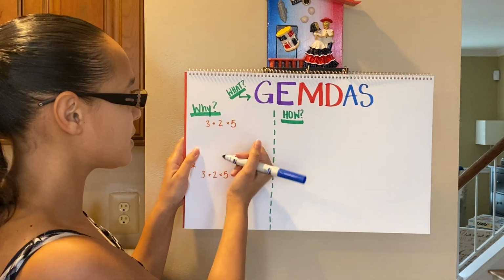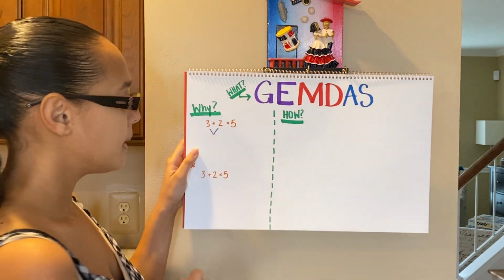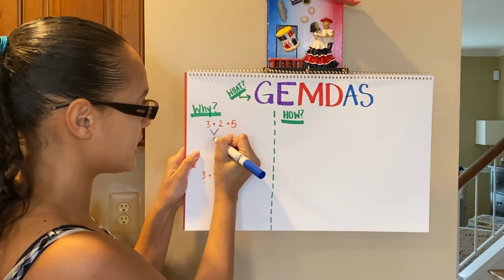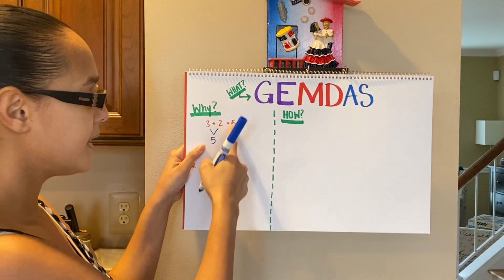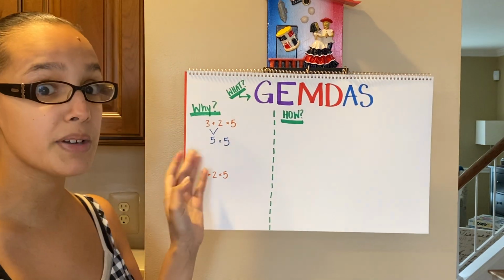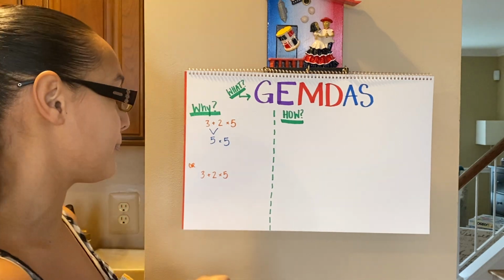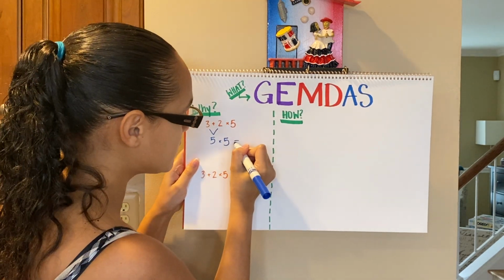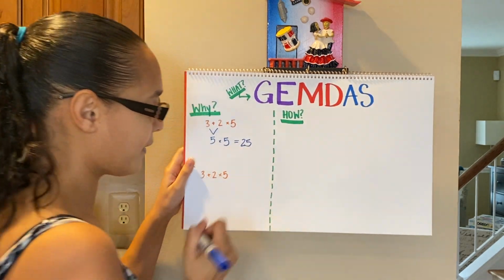So first I'm going to start here with 3 plus 2. 3 plus 2 is 5. Then I have 5 times 5. Remember, we always rewrite the problem after each step. 5 times 5 equals 25.